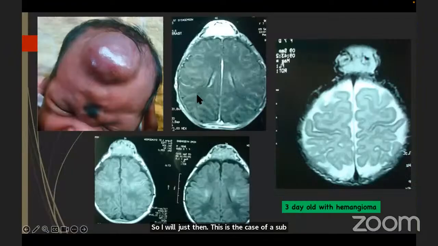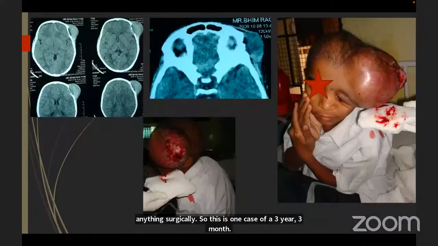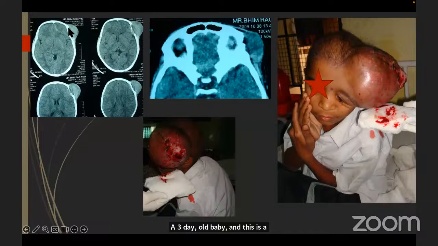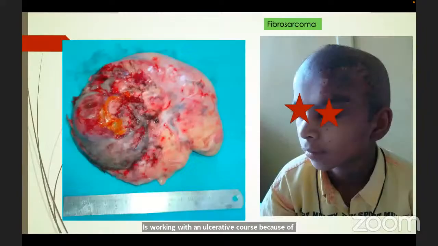And neoplasia: hemangiomas are common in children, especially in this one, but they resolve by themselves. If at all they don't resolve, even an alcohol injection can be marvelous for this sort of case. You do not really need to do anything surgical. So this is one case of a 3-day-old baby. And this is a case of a fibrosarcoma. This boy came with an ulcerated tumor because of the huge size, and then we operated, and it came out to be a fibrosarcoma.